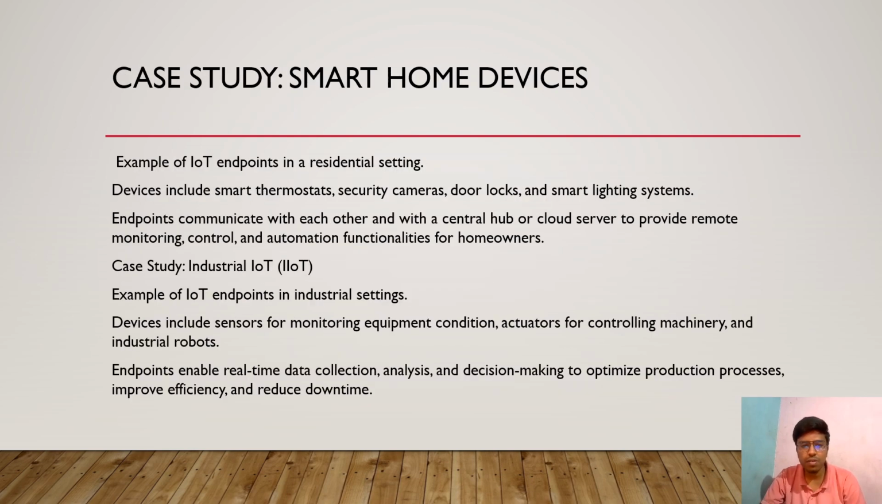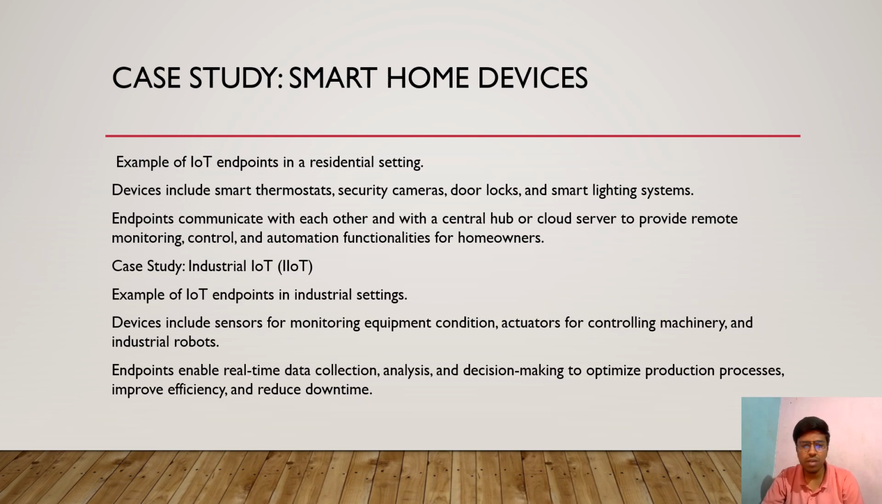Case study: smart home devices. Example of IoT endpoints in a residential setting. Devices include smart thermostats, security cameras, door locks, and smart lighting systems. Endpoints communicate with each other and with the central hub and cloud server to provide remote monitoring and control and automation functionalities for homeowners.